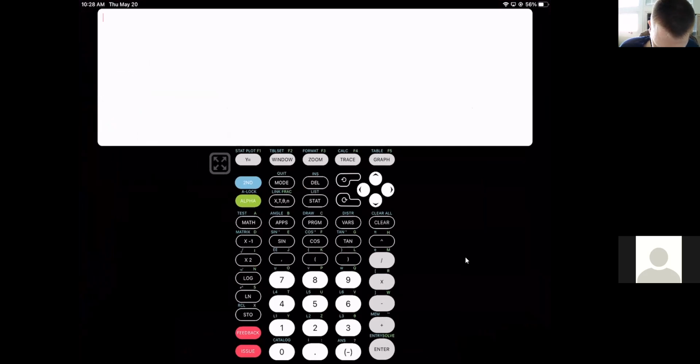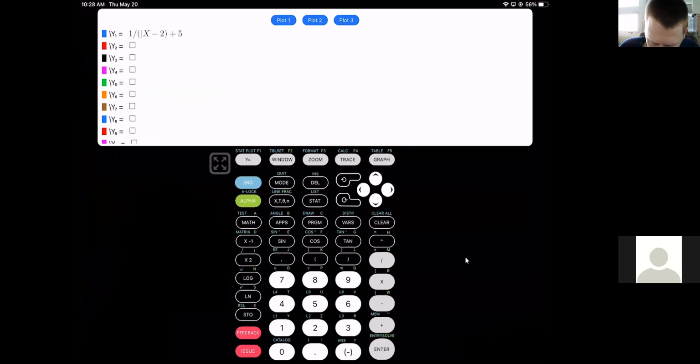let's clear all this junk. You'll press the Y equals button. If you have anything already in here, just clear it. One thing you have to be careful about when you put a fraction in is that you want to use parentheses.